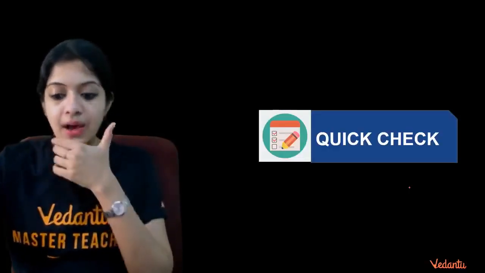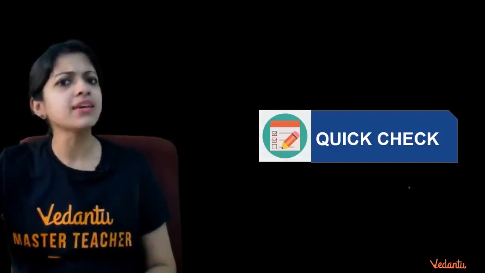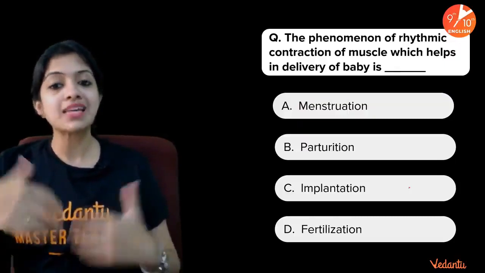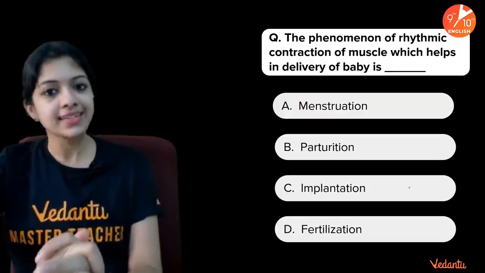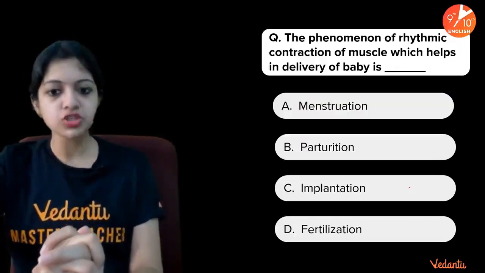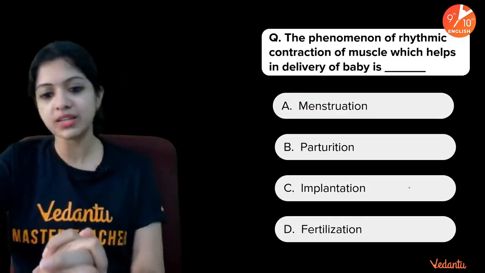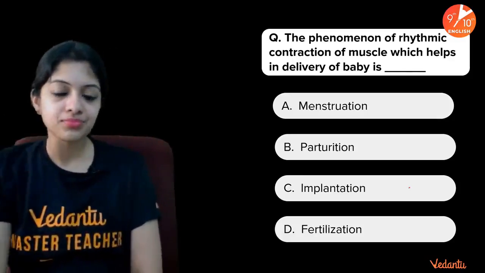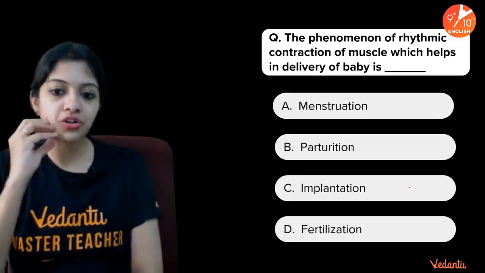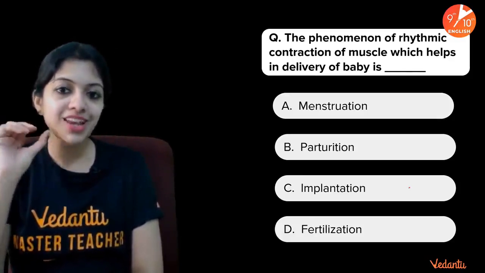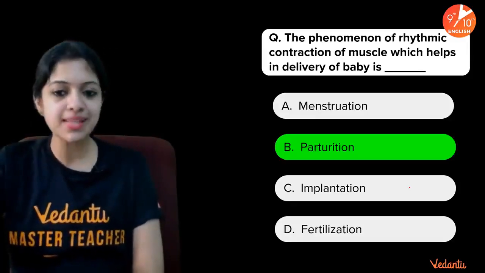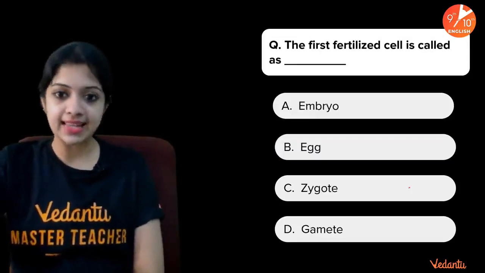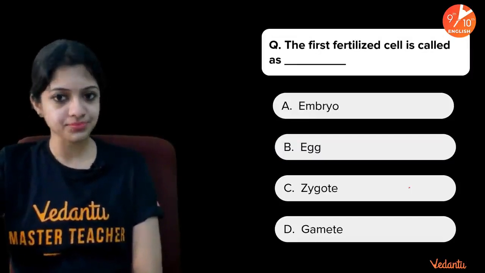Okay, so let us now have a quick check to see where we stand. The phenomenon of rhythmic contraction of muscle, which helps in delivery of baby, is dash. Menstruation, parturition, implantation, fertilization. Okay, let's see. Rhythmic contraction, delivery of the baby, and your time is up. The answer is parturition.